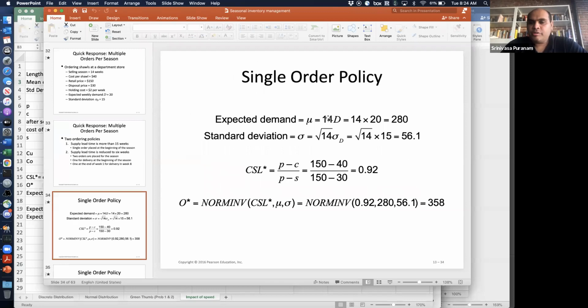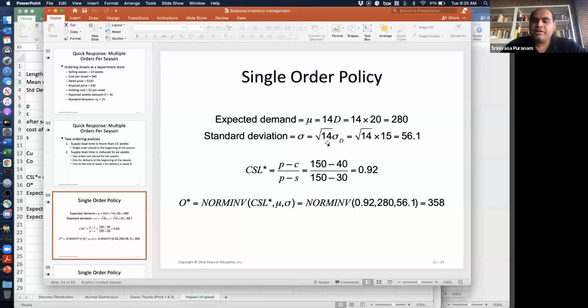Because if you're placing a single order, you're placing an order for 14 weeks. You know that the average demand is 20 shawls per week. The demand for 14 weeks will be 20 times 14, which will be 280. So that part is simple. The average demand is 20 per week, and 14 times 20 is straightforward. It's the standard deviation that is different.